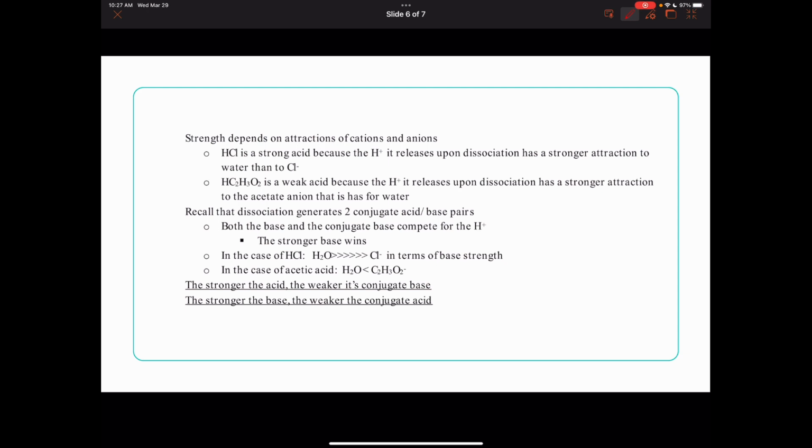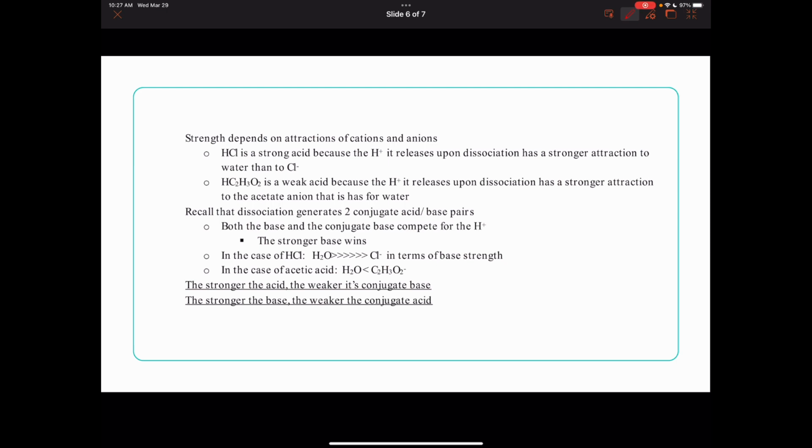But if we look at something like acetic acid, it is a weak acid because the hydrogen it releases upon dissociation has a stronger attraction to the acetate ion than it has for water. There is some attraction to water, so we're going to get some dissociation, but the acetate is a strong enough base that it can also take some hydrogens back and reverse our reaction.